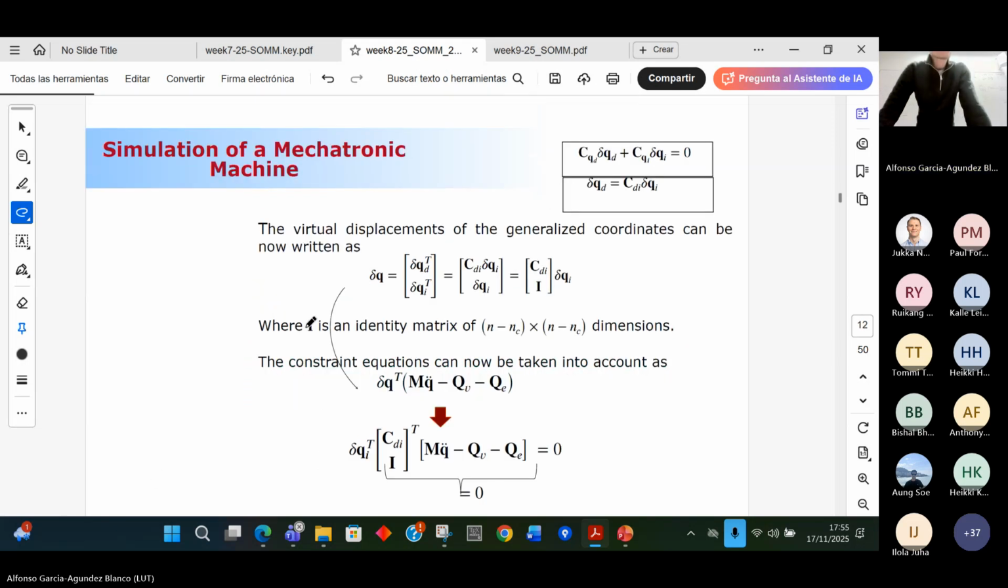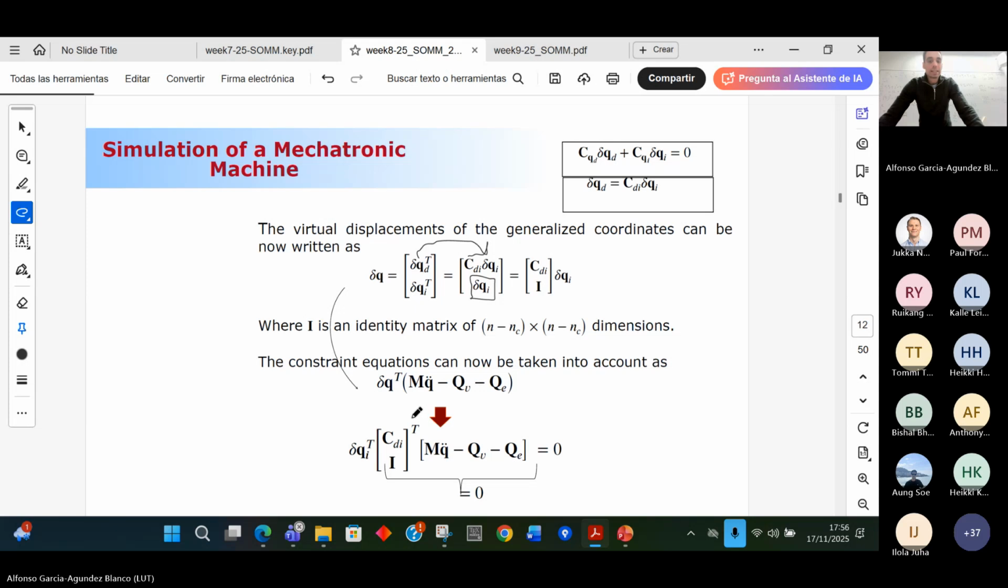And now, since we have related delta QD with delta QI, you can write the total virtual displacement vector delta Q as a function of delta QI, as a function of the independent ones. So you can see here that in delta Q you have delta QI and delta QD. The delta QI I keep as they are, and the delta QD I'm just going to substitute here, as you see them here. So now I have a relation between delta Q and delta QI, where I is an identity matrix.